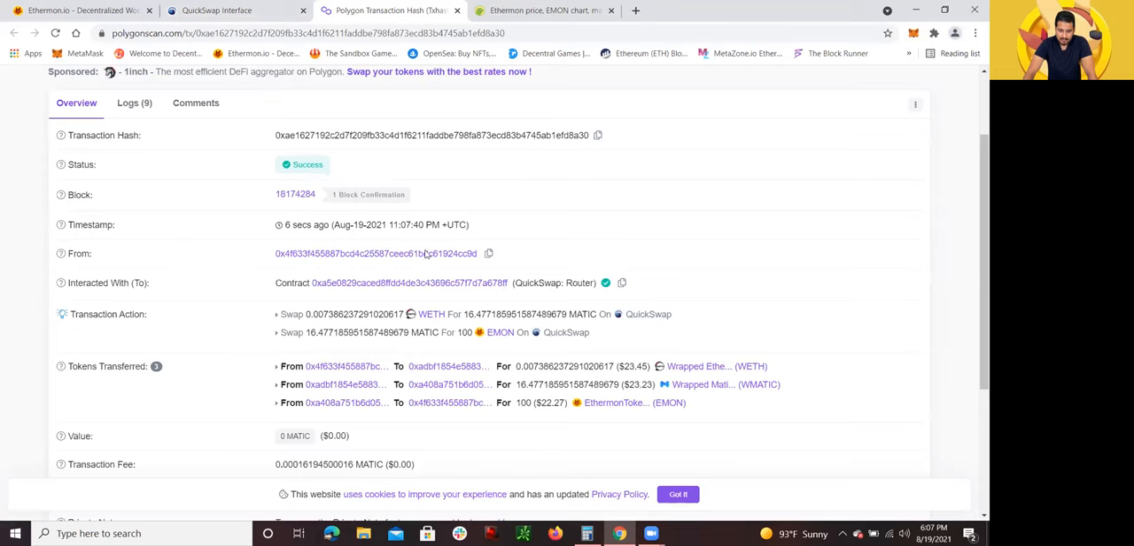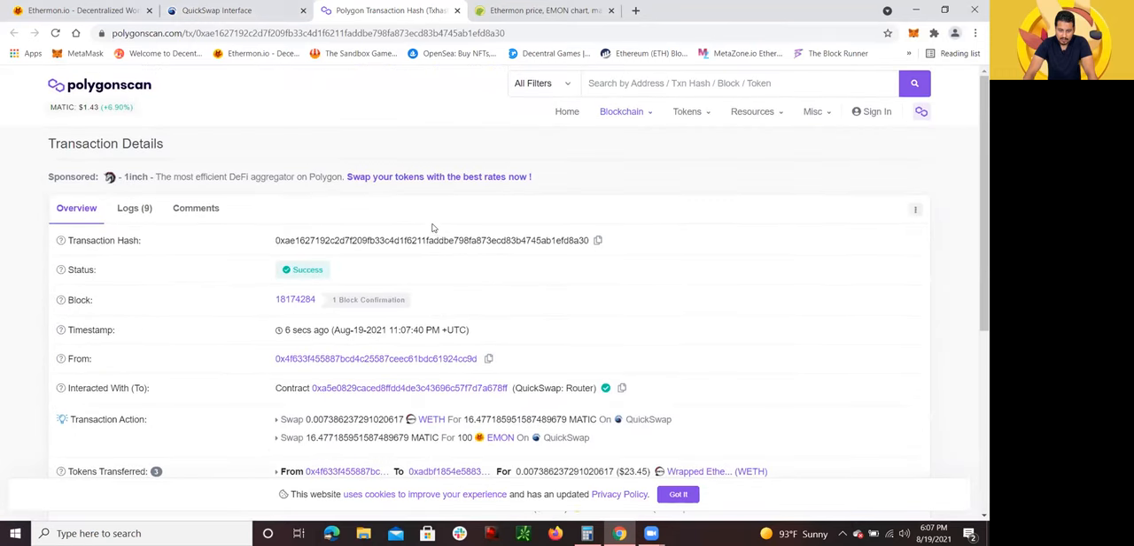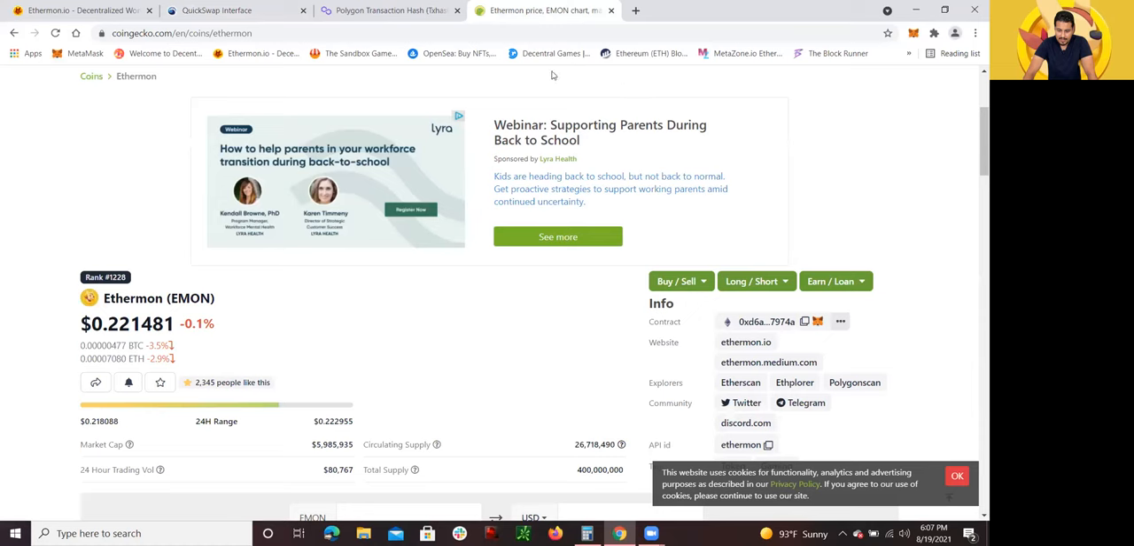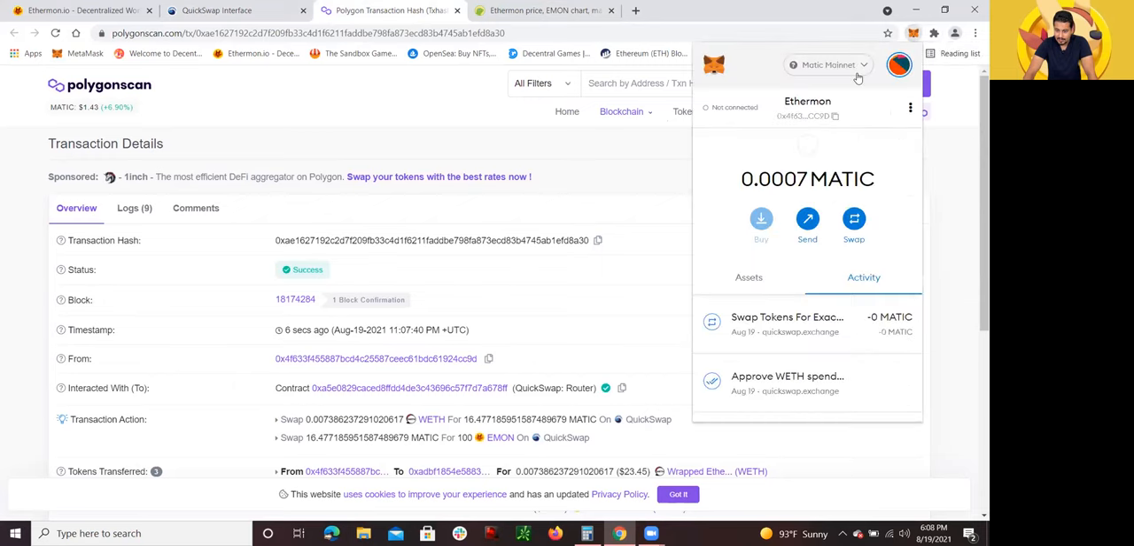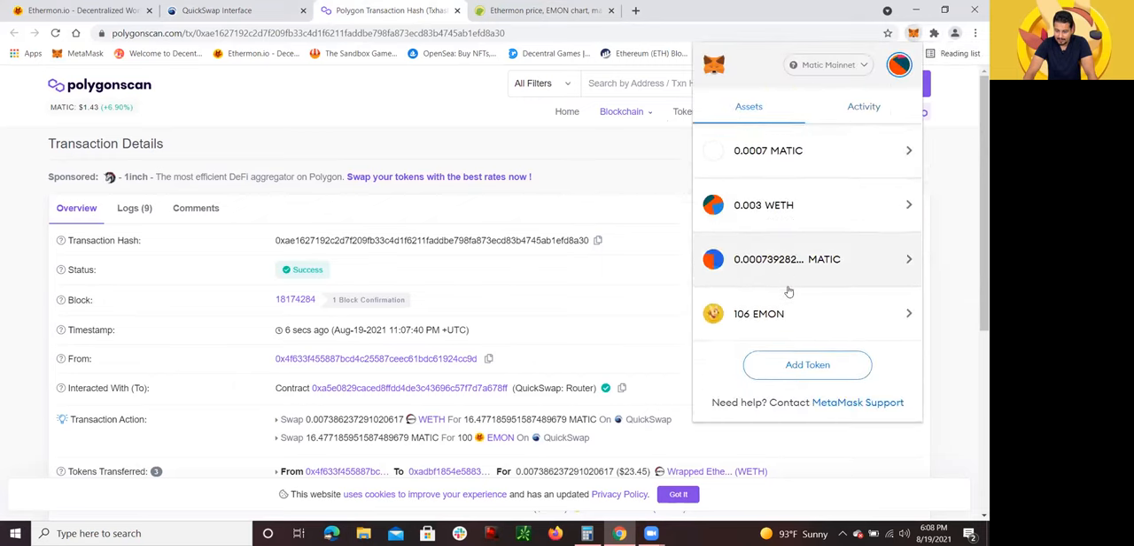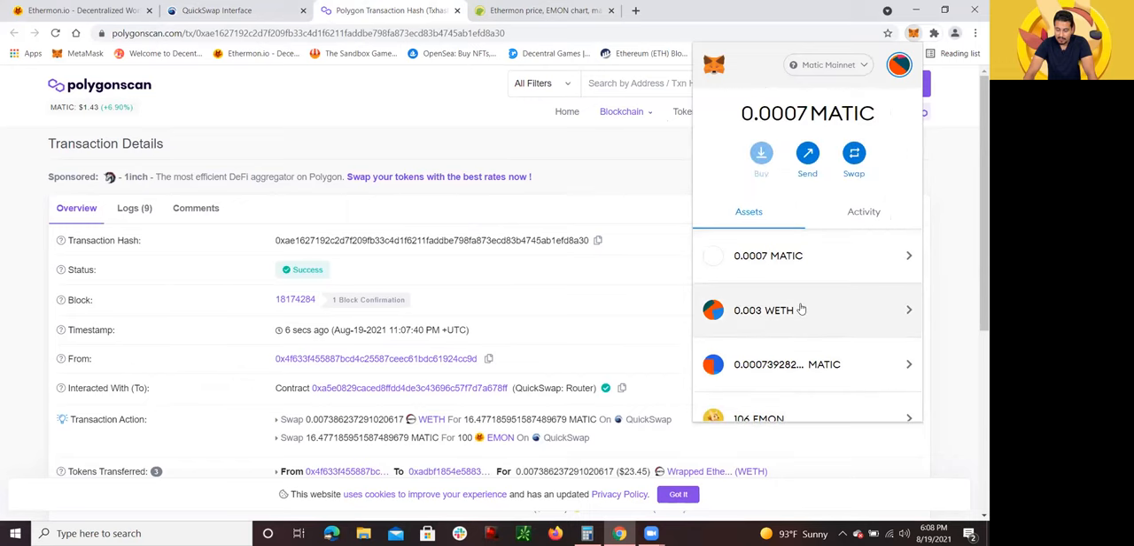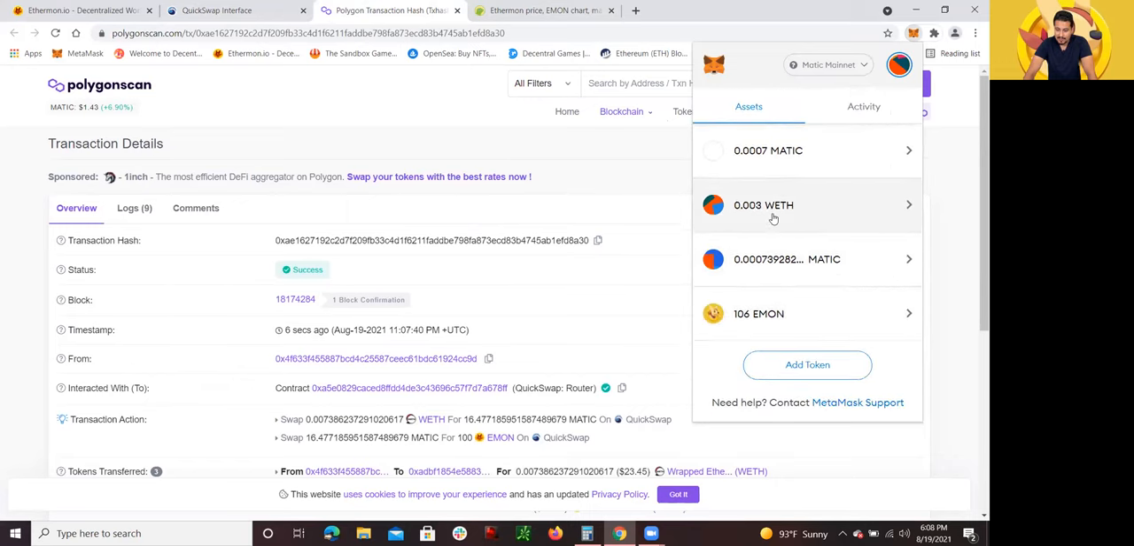So it looks like it was a success. And the way for me to know if that actually went through is to log in to my main network and click assets. Yep, here it is, 106 now. Like I showed you guys before, I only had 6 EMON, now I have 106. So pretty much all I did, I actually did have some wrapped Ethereum, had like 0.0111 Ethereum. So I just used whatever was left of the wrapped Ethereum I had, and I literally just swapped it to get EMON.